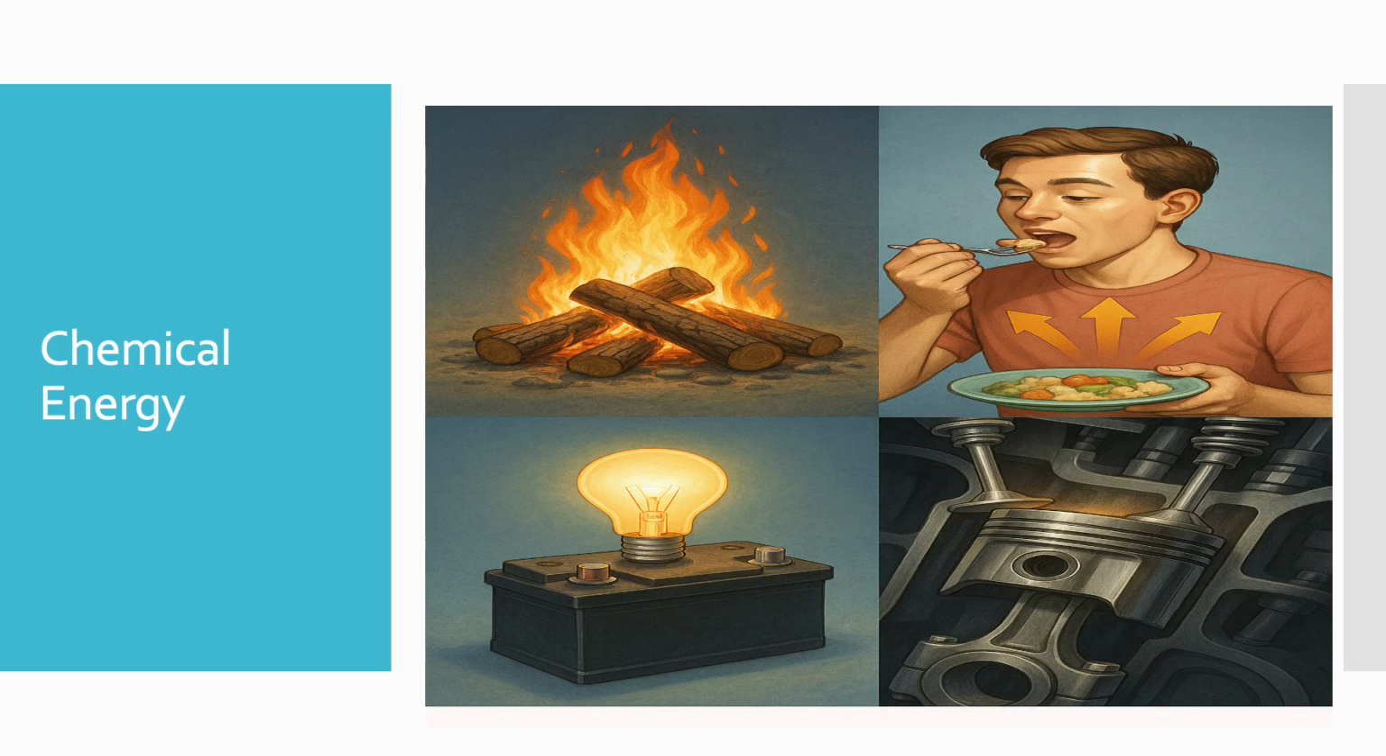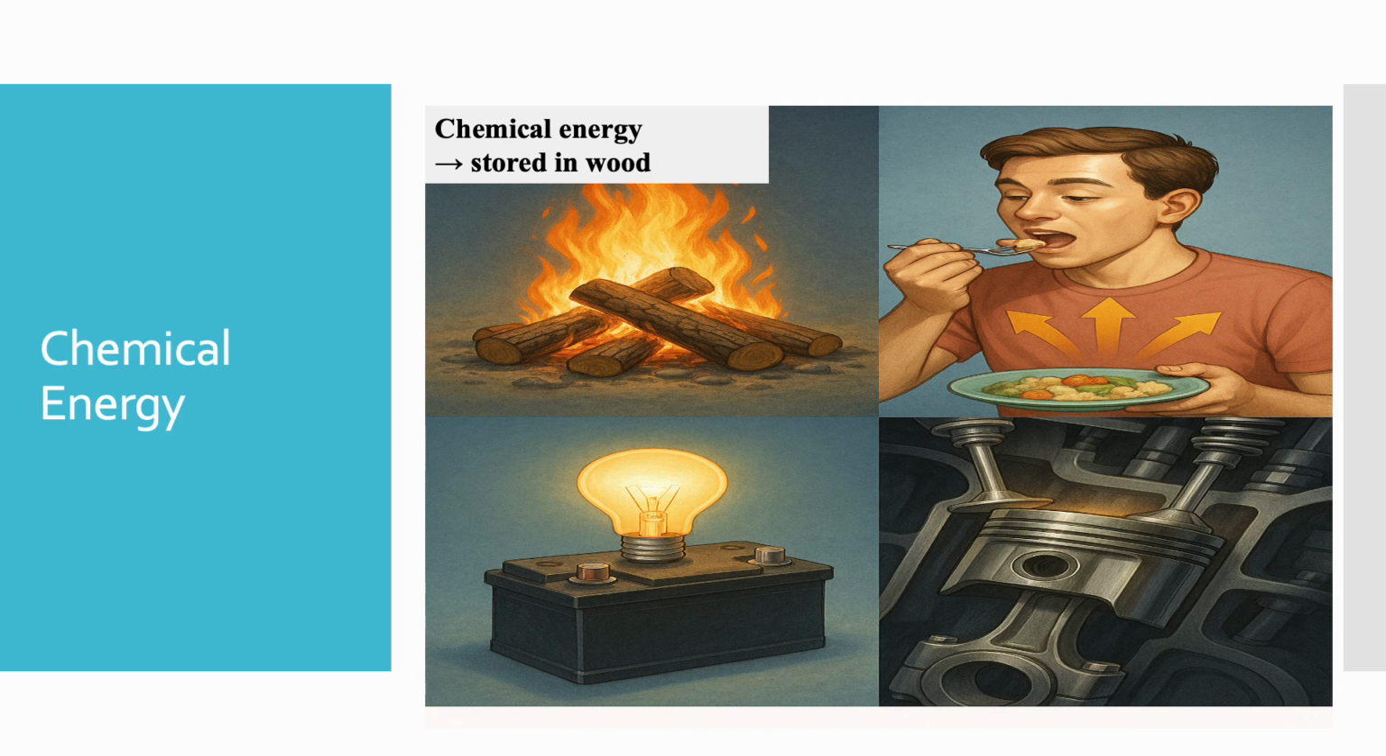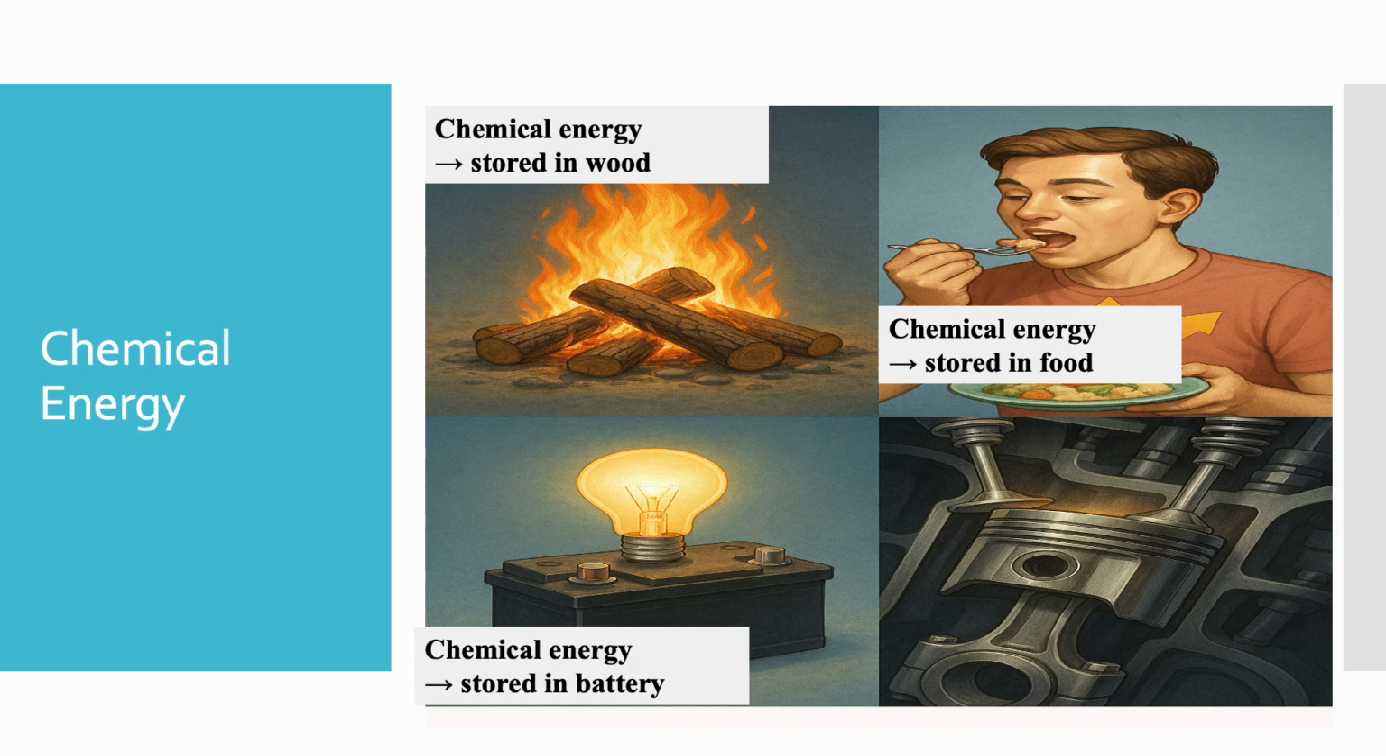Chemical energy is stored inside substances and is released during a chemical reaction. For example, chemical energy stored in wood is released when it burns. Chemical energy in food provides energy for our bodies. Chemical energy is also stored in batteries, and that chemical energy can be used to light a bulb.